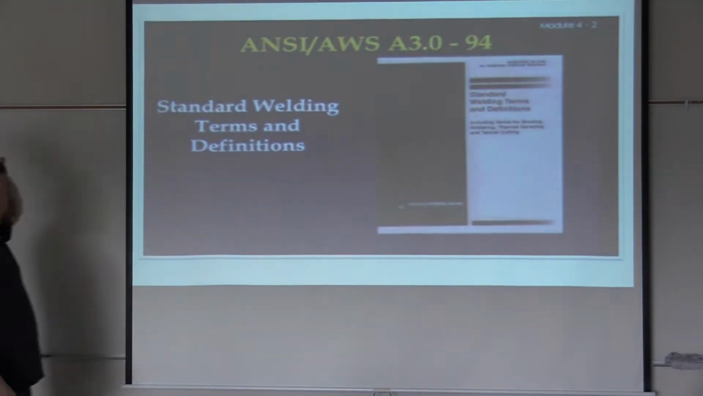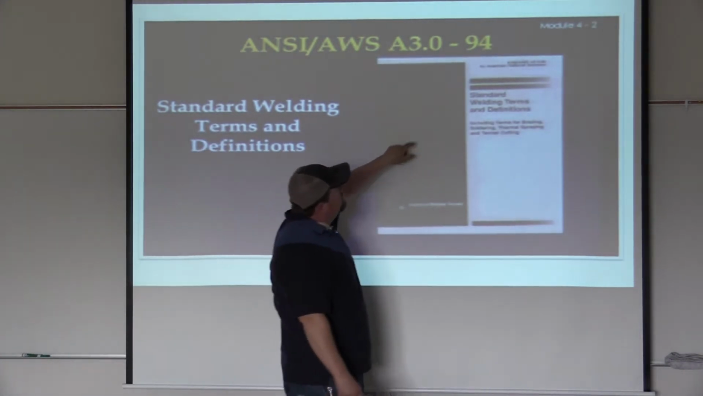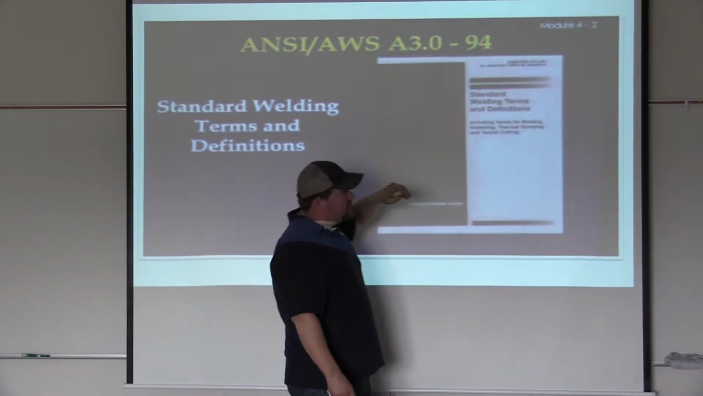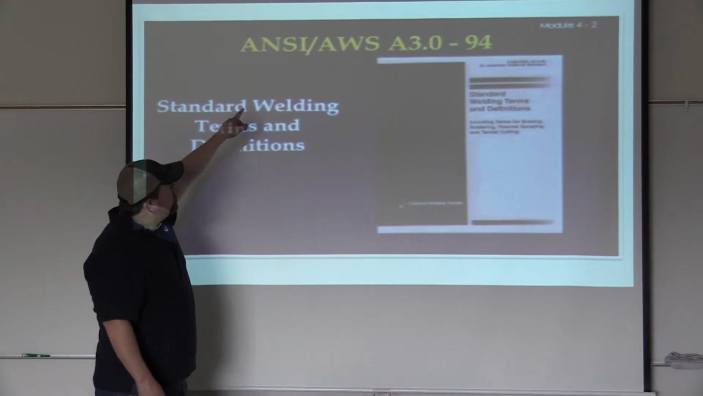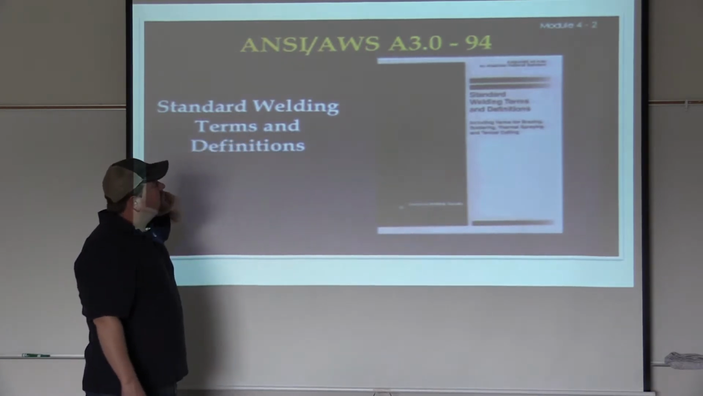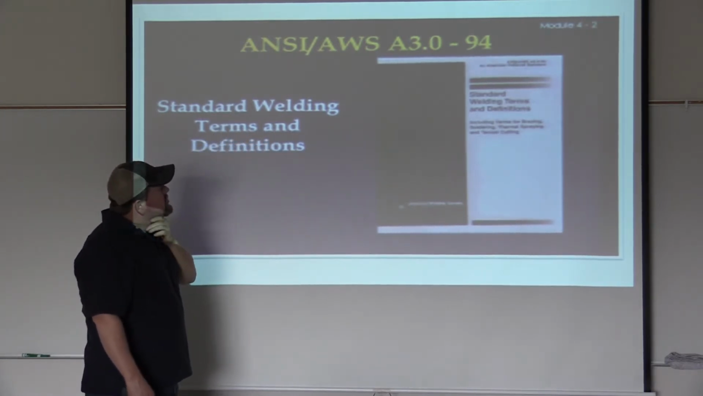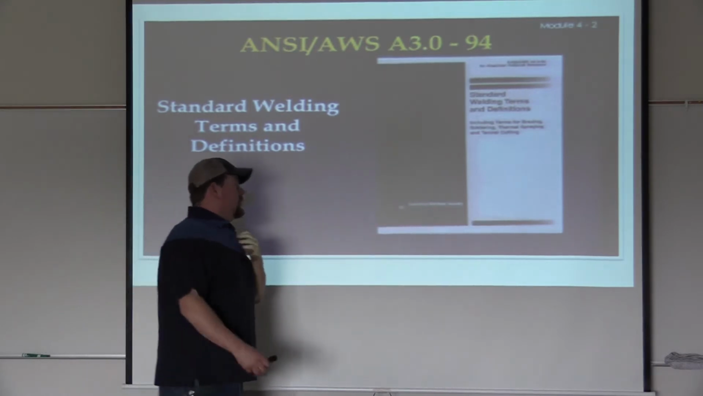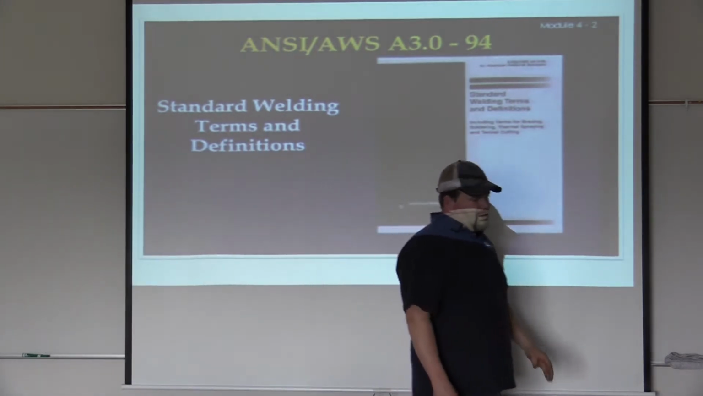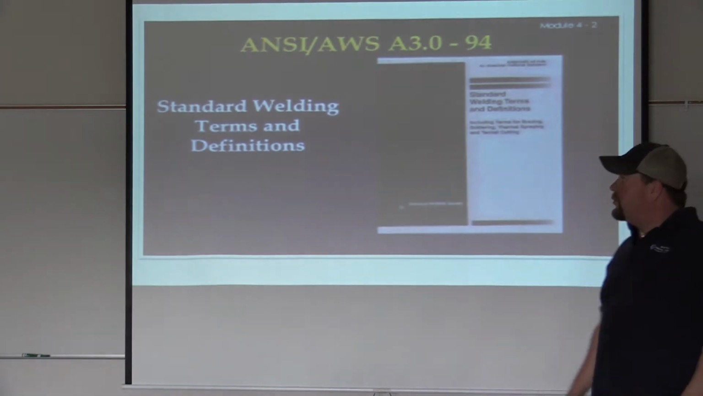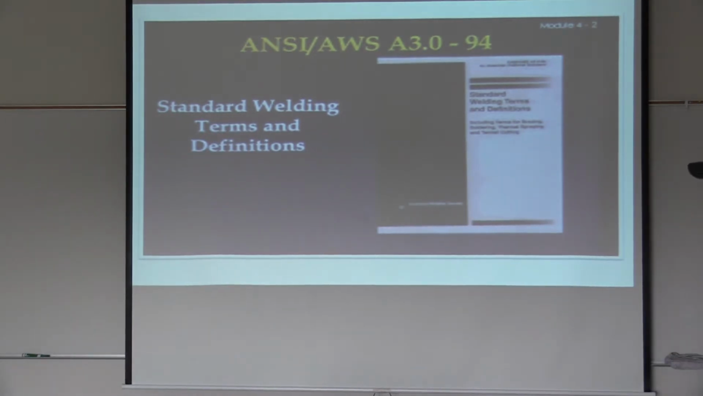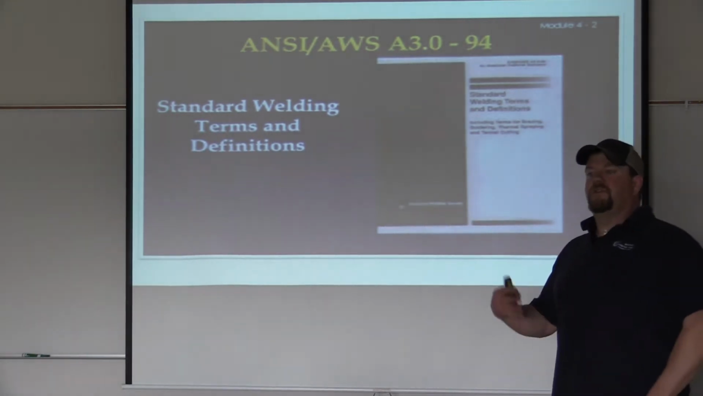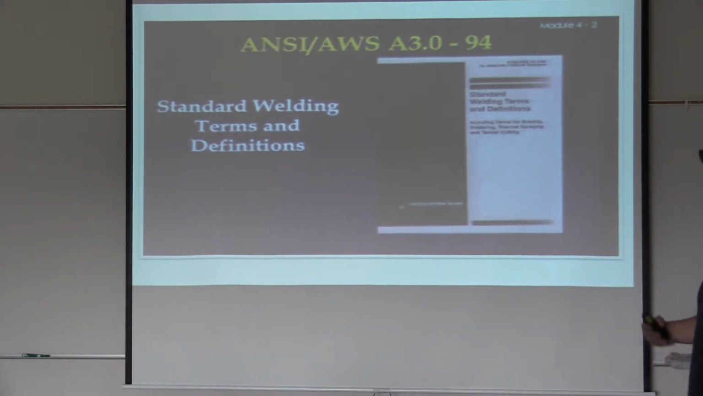We use the AWS A3.0. This 94 version, I think it's still the current version. However, it's been approved by ANSI. ASME and everybody else has adopted it as well. ASME usually writes the standard, American Society of Mechanical Engineers, and then ANSI approves them, right? So ANSI doesn't write any codes or procedures.